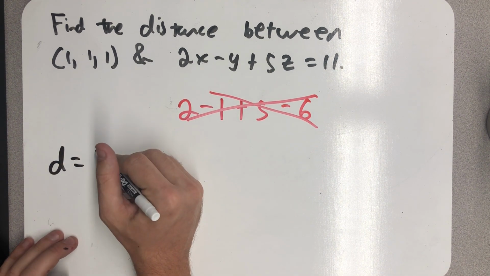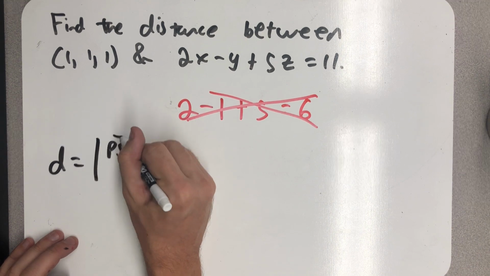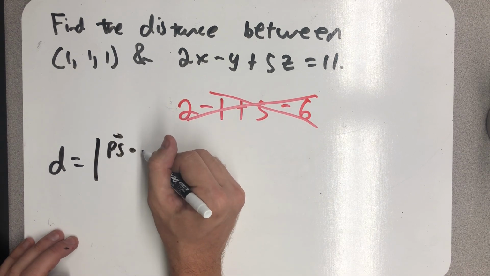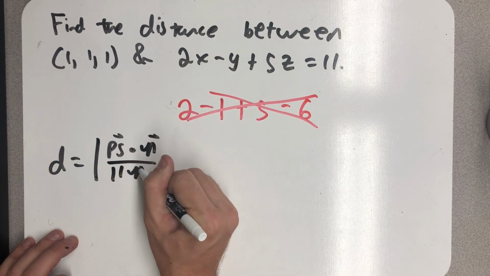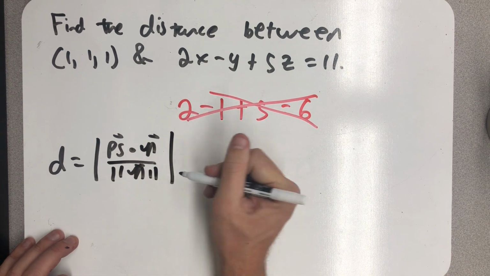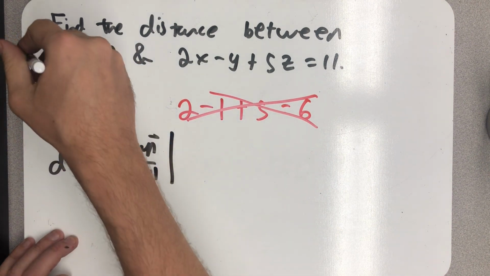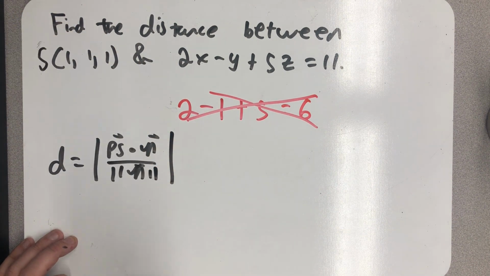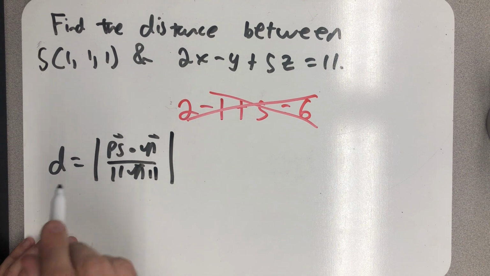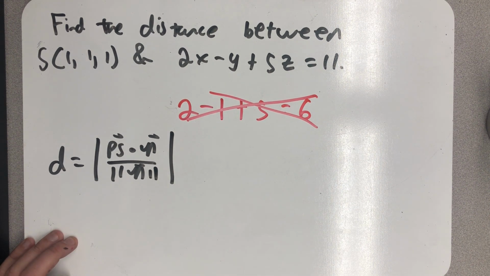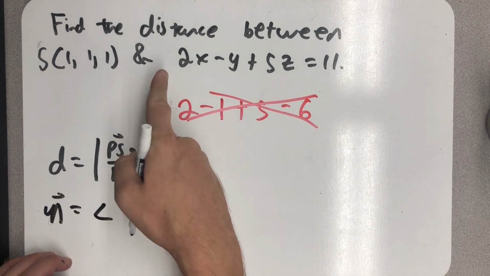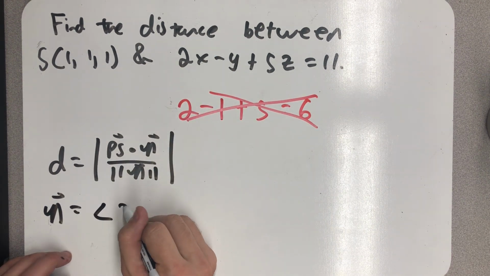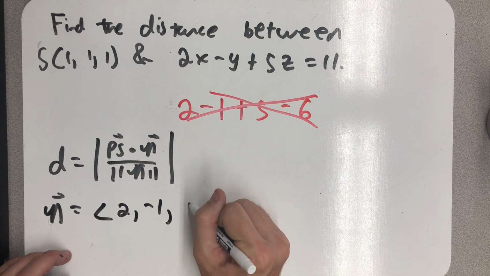That distance should be the absolute value of the dot product of PS and n over the magnitude of the vector n. All right, well, that's my point that I'm going to call S, the point that's not on the plane. I need a point P that actually lies on my plane, and I need a vector n perpendicular to my plane, and I know that vector just looking at this equation. That's the vector (2, -1, 5).